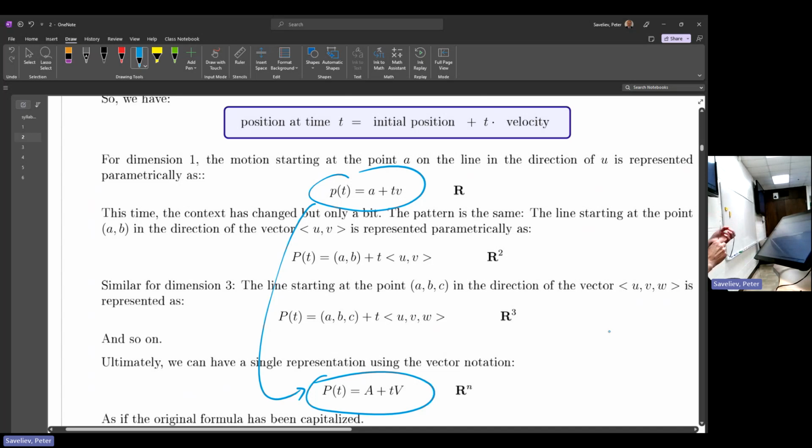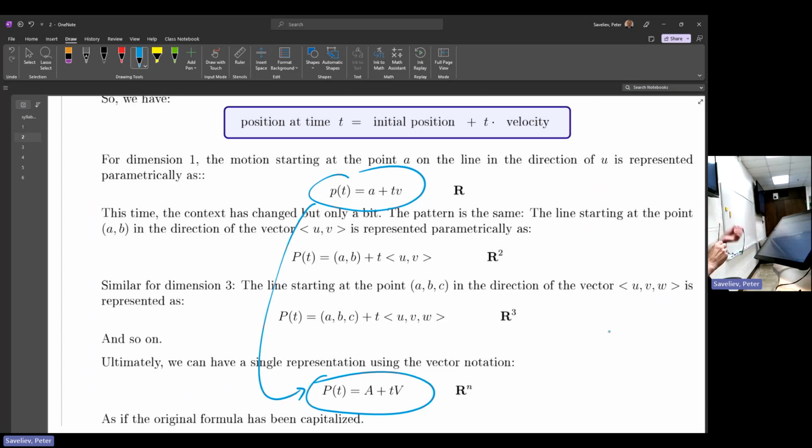So b used to be a number, now it's a vector. The initial location a used to be a point on the line, now it's a point in space. And once again, everything that we do will be equally applicable to any dimension.